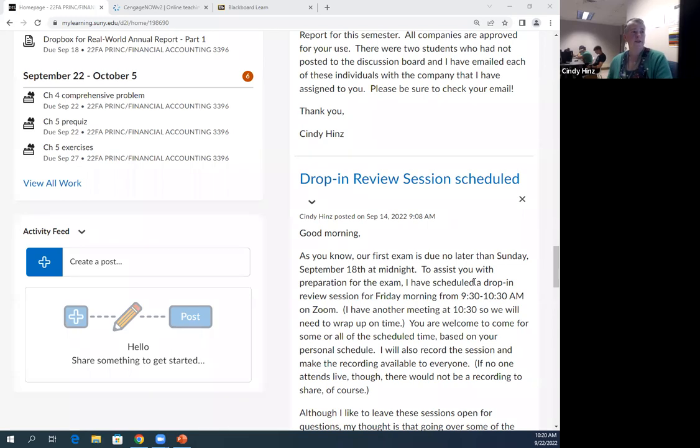Looking at our calendar, at least we can see the next couple things that are due. So we finished chapter 4 on Tuesday, so the chapter 4 problem is due today by the end of the day. And we talked about on Tuesday that that's the comprehensive problem. So it's a little bit more involved, covers everything in those first 4 chapters, and it does carry a little bit more weight toward your final grade than a regular chapter problem does.